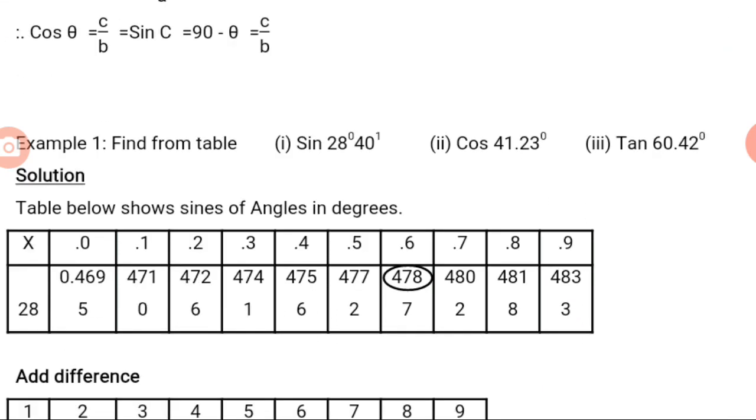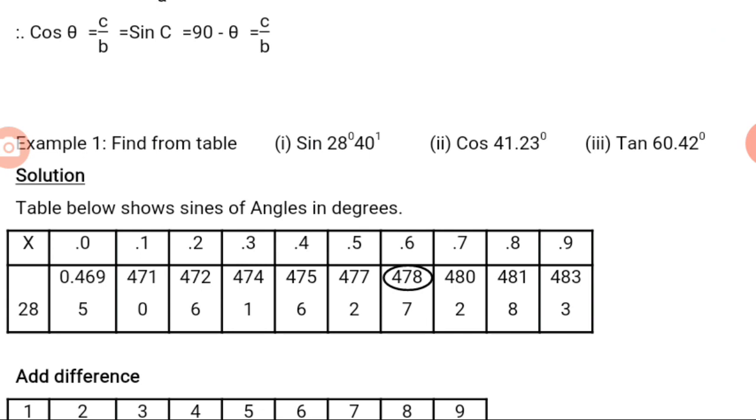Then Roman figure 2: cos 41.23 degrees. Roman figure 3: tan 60.42 degrees. Solution.